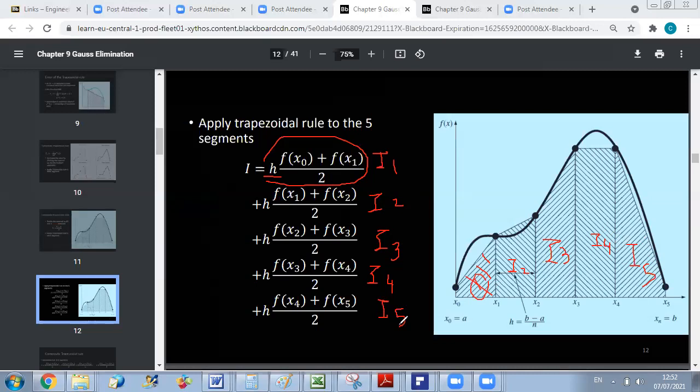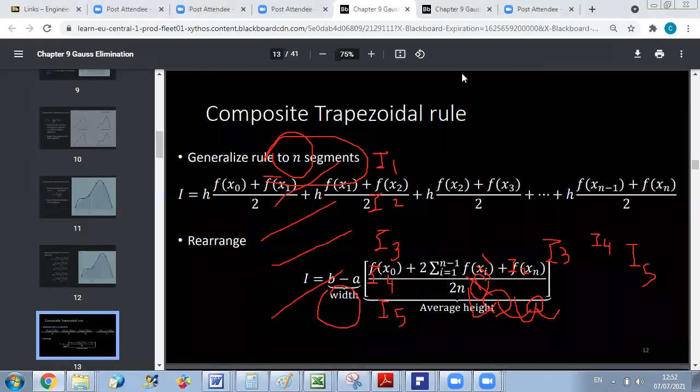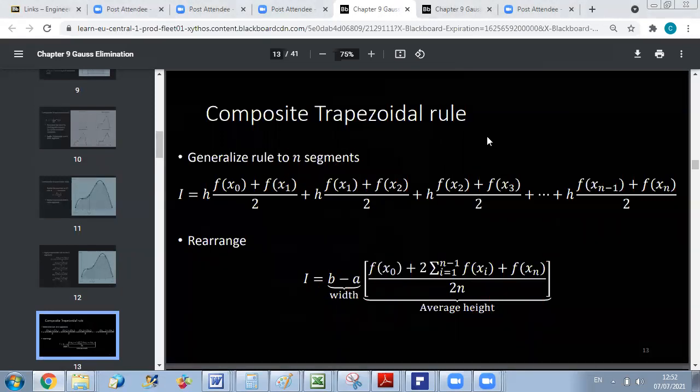What can you conclude here? Just the extreme points will appear one time in the summation, while any point in between will appear 2 times, because point x1 is common between the first segment and the second one, and point x2 is common between the second and the third segments. This is why you will have 2f(x1) plus 2f(x2) plus 2f(x3) plus 2f(x4). So you can generalize this result for n segments, and then I will have the following result.